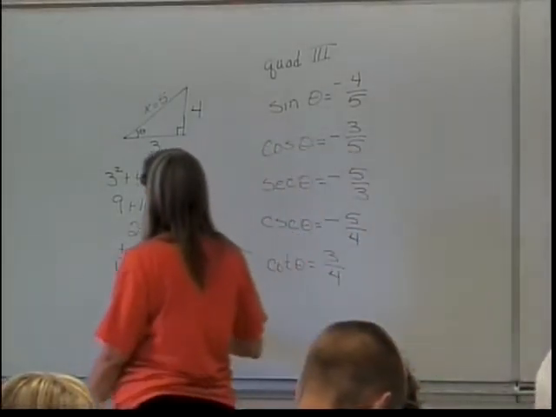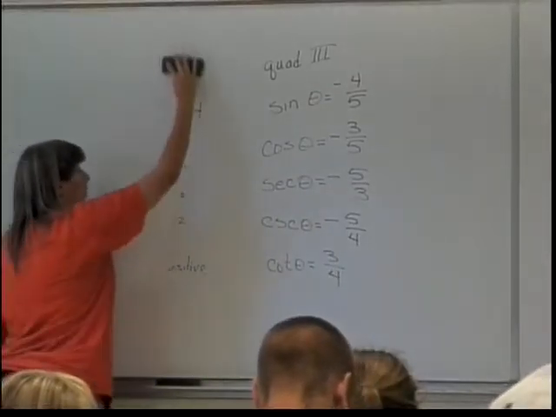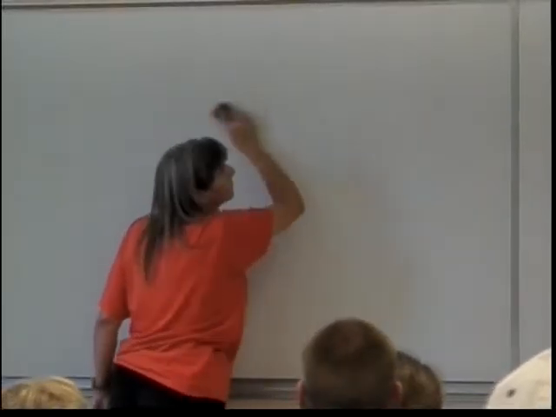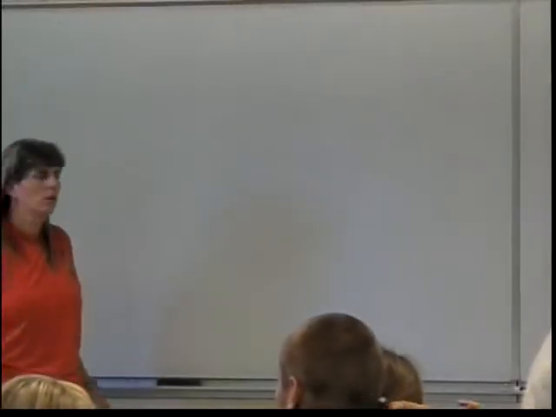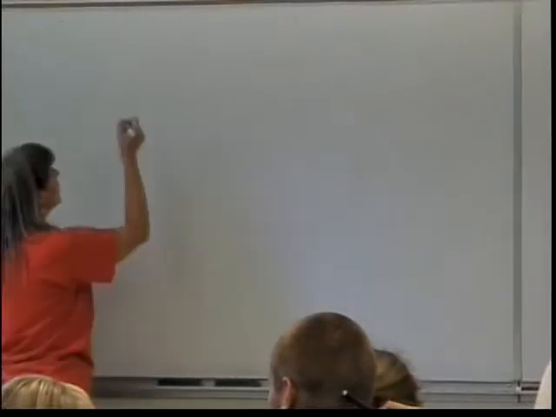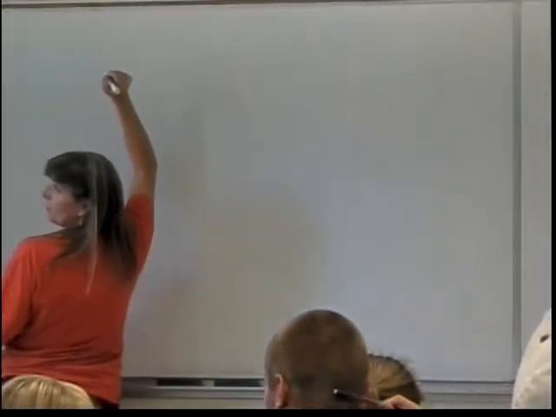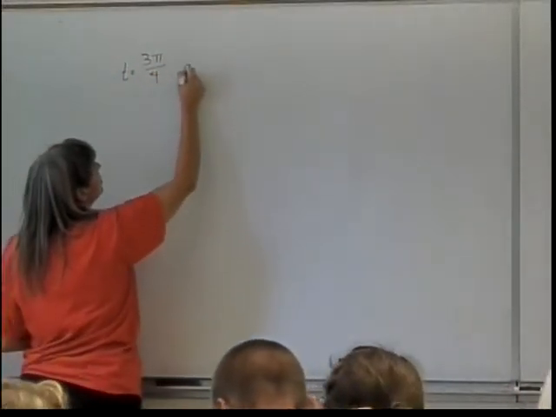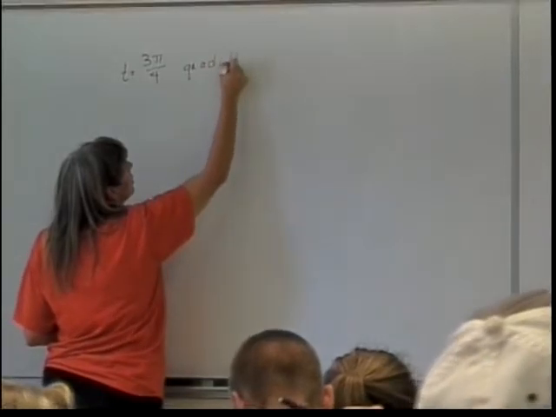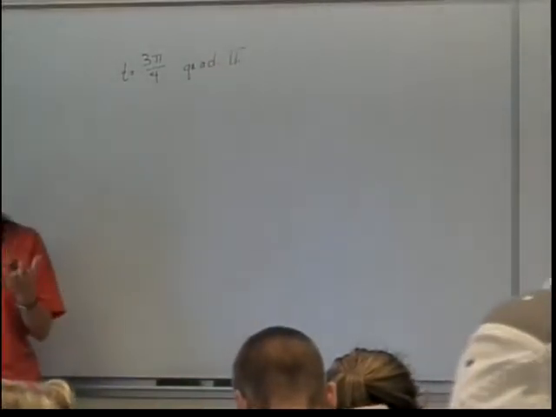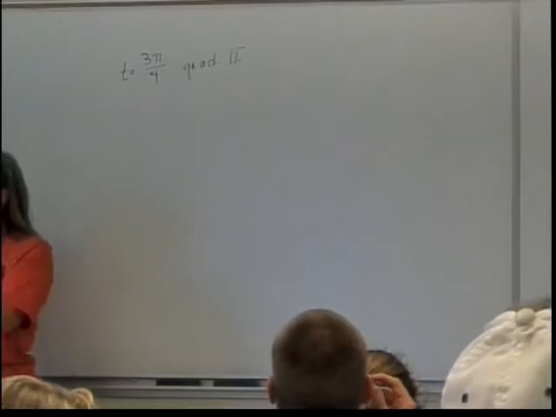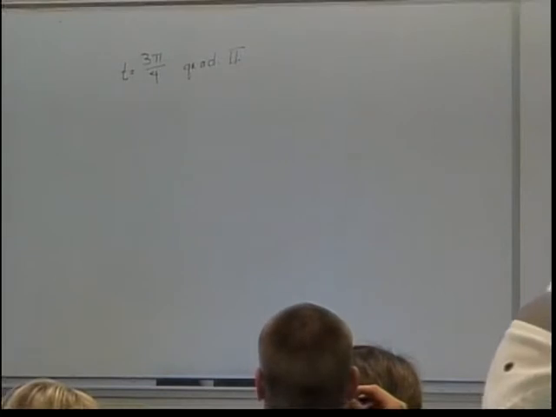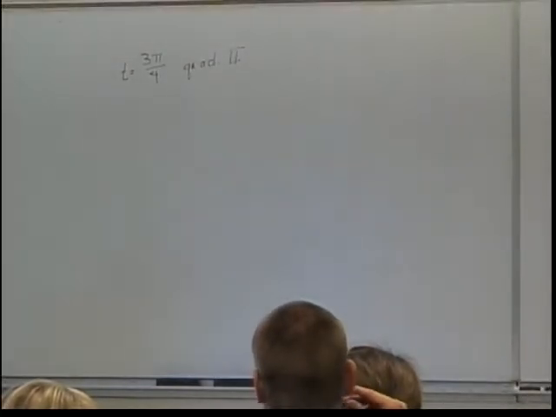Okay, where is 3 pi over 4? So it's in quadrant 2, right? So the angle, what do I call my angle? T equals 3 pi over 4 is in quadrant 2. I need to know what reference angle to use to answer my questions about the x-coordinate and the y-coordinate, where the terminal side of my angle 3 pi over 4 runs into the unit circle.